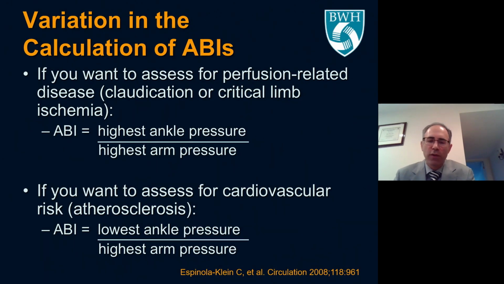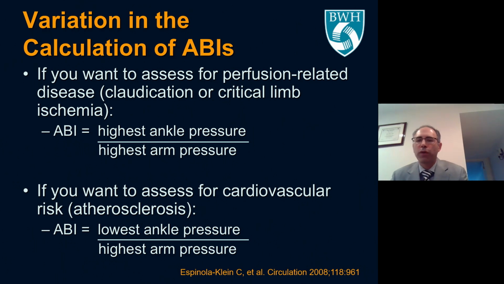Now, if you read more about ankle brachial indices, you'll see that there's somewhat of a debate about what the numbers are that you should use to calculate the ABI. And I make this really easy for us. It really just depends on what question you're asking. So if you want to ask the question, does the patient have perfusion-related symptoms? Then you're going to take the highest ankle pressure and divide it by the highest arm pressure.